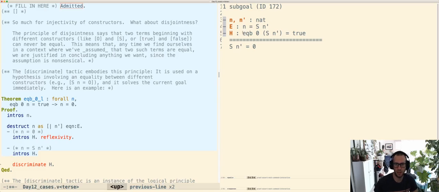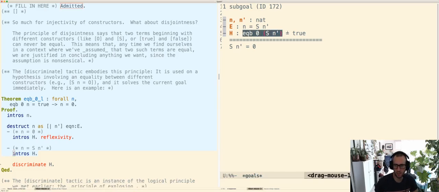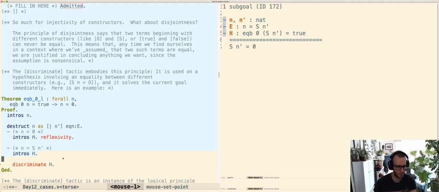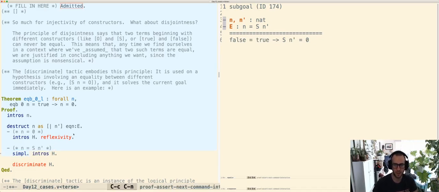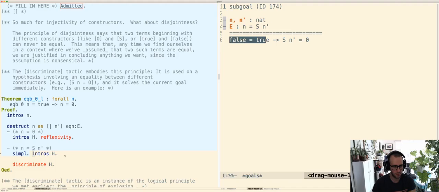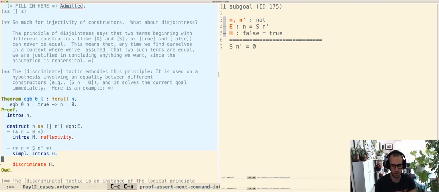Let's see where we are. EQB 0 S of n prime is true. That's going to be false, right? So I did simple first because we don't know how to simplify elsewhere in our world yet. So here, let's simplify here. We get false equals true. Okay, intros H. So let's look at our world.